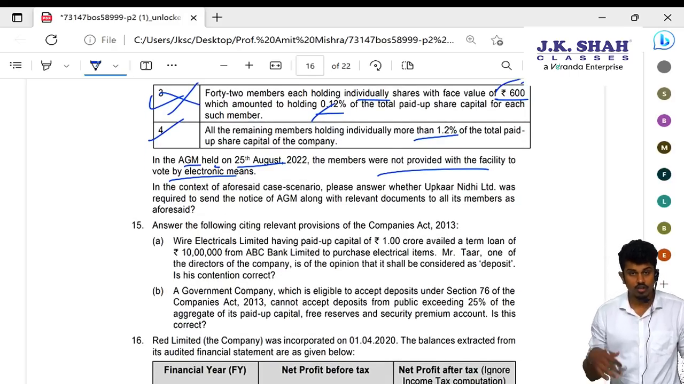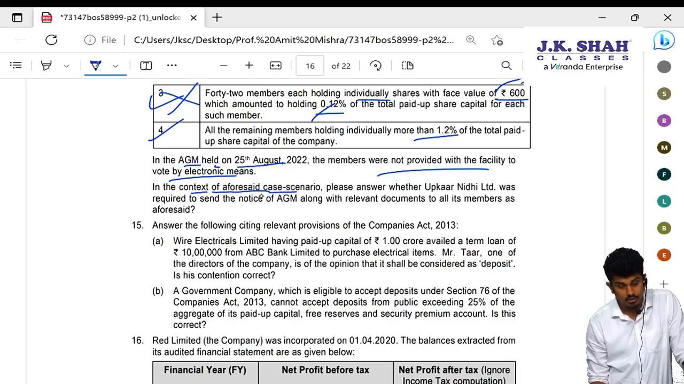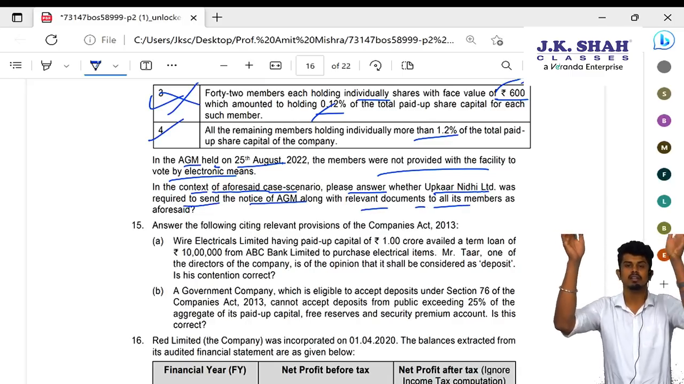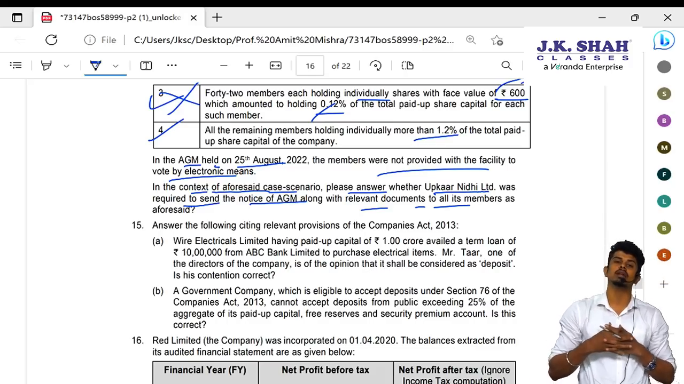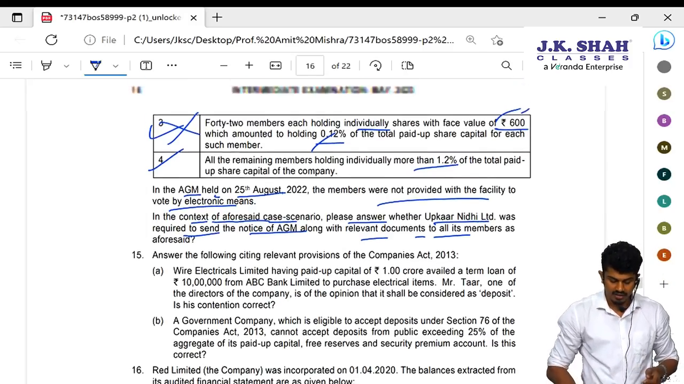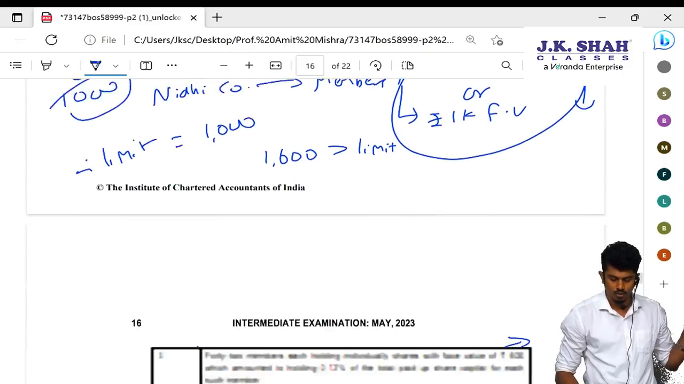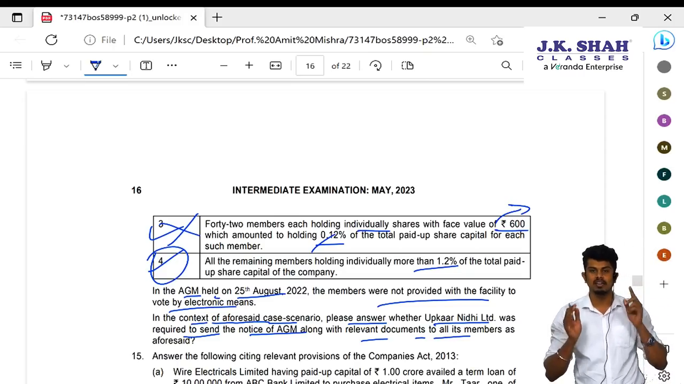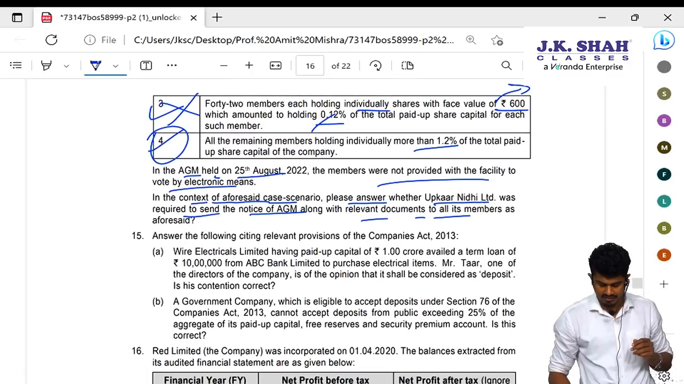Okay. Now what you have been asked in the context of the aforesaid case scenario: whether the company was required to send notice of AGM along with relevant documents to all its members. The answer is no, sir. Upkar Nidhi Limited was not required to send personal notice to all its members. They were only required to send personal notice to members falling in category 2 and category 4, and others will be notified through advertisement in one local language newspaper. It is given in section 136.